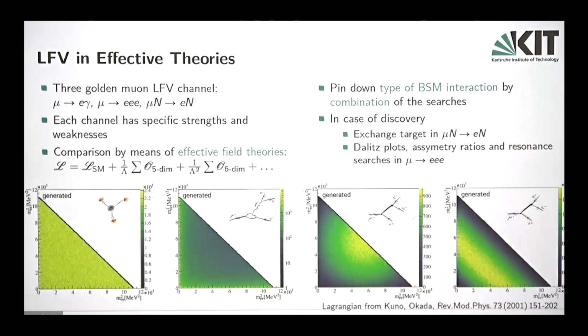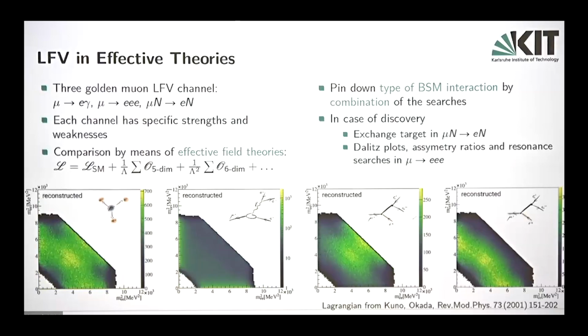And this is how Dalitz plots look like. So this is phase space decay, plain as you expected. Then we have here a dipole operator and here two different types of four fermion interactions. Now this is generator level. If we reconstruct and put our cuts, it looks a little bit different, but still there is a very big distinction between a photon operator and a four fermion operator. And if we have enough events, we can also distinguish between the two four fermions.